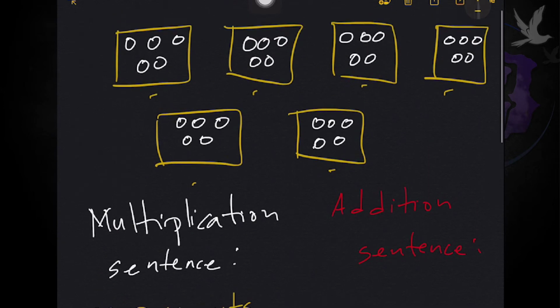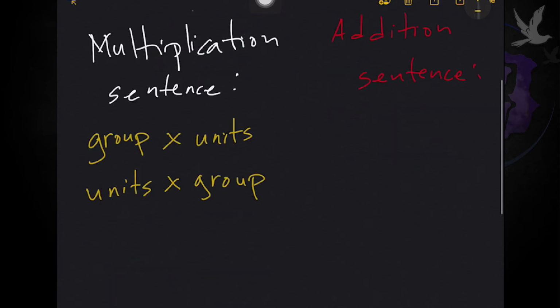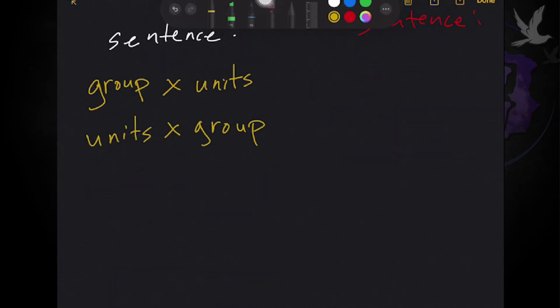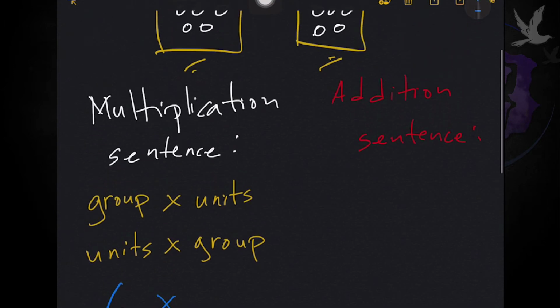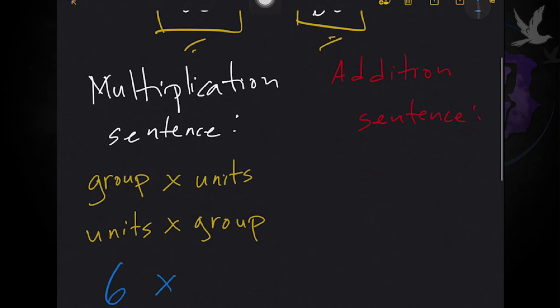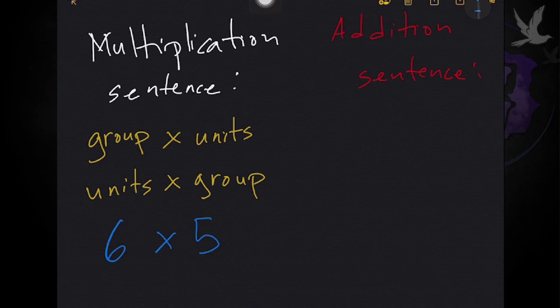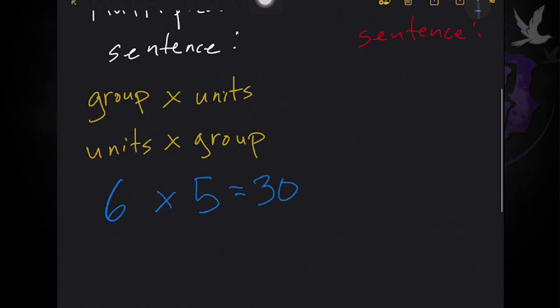Yung group. How many groups do you see? We have 1, 2, 3, 4, 5, 6. We have 6 groups multiplied to the number of units per group. Number of units per group, we have 1, 2, 3, 4, 5. So we now have a multiplication sentence which says 6 times 5. And if you have memorized your multiplication table, the answer here will be 30.